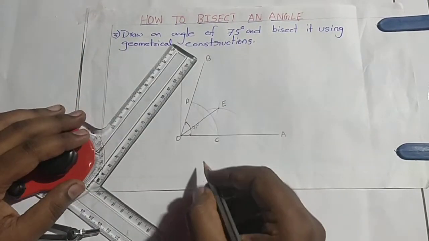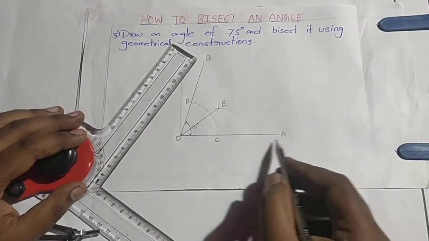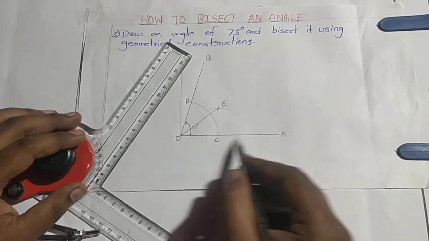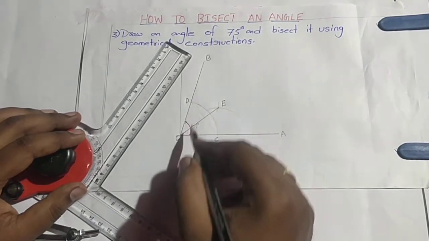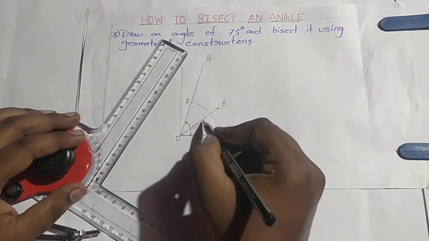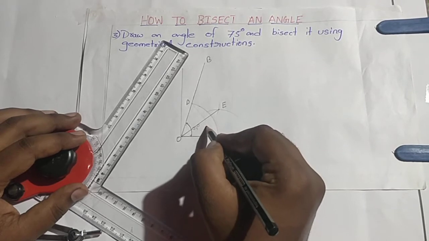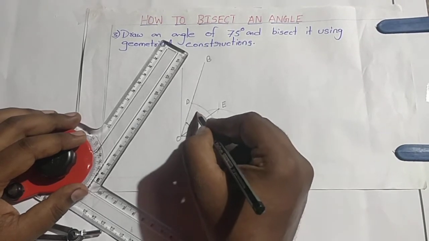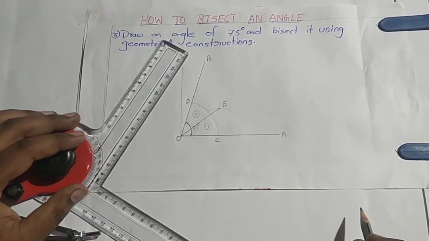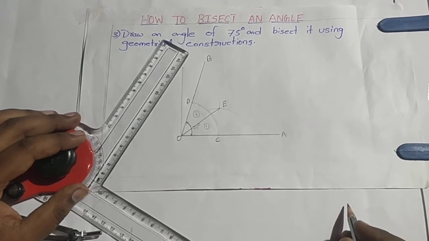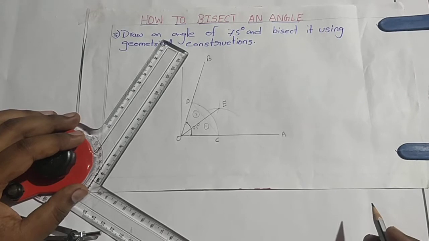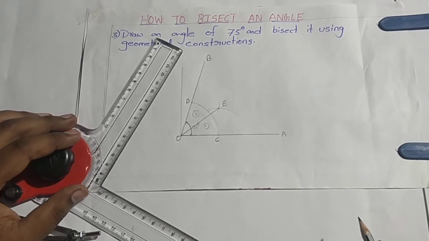Now the angle of 75 degrees between OA and OB is divided into two equal parts. This is the first part and this one is the second part. By this way we can divide any given angle into two equal parts very easily.